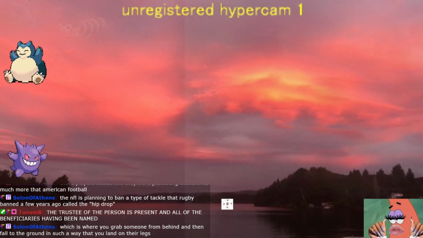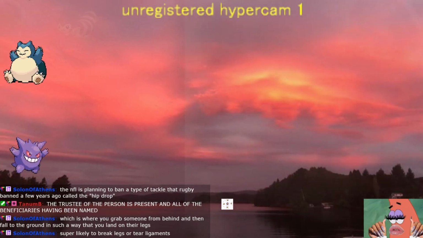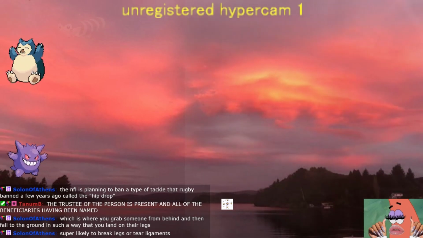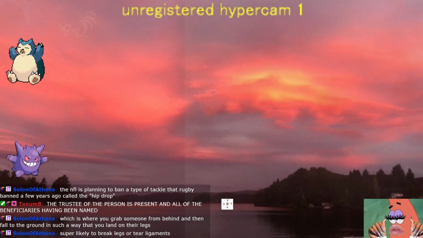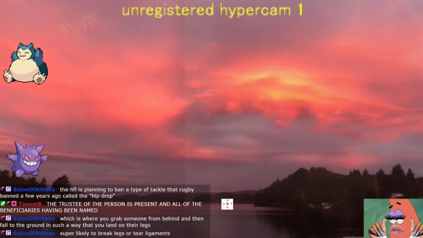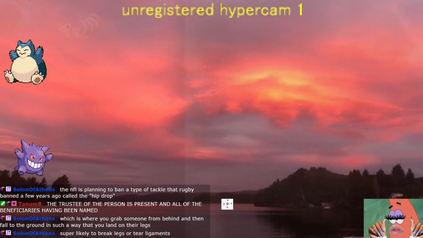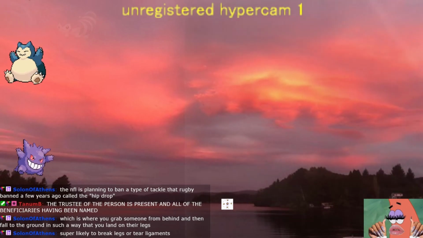A hip drop? Yeah. Yeah, there's very strong rules about how you can tackle in rugby for exactly those reasons, just because of causing serious injury or death. Basically, you can't be doing wrestling moves out on the rugby field.